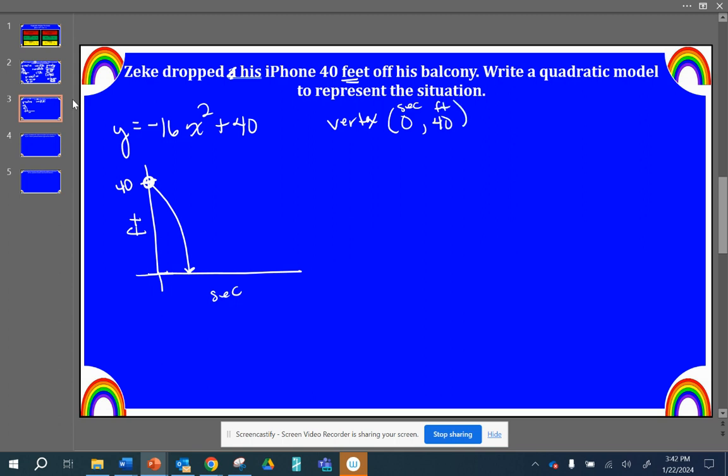So we're going to solve and find the positive root, to see how long it takes for the object to be 0 feet off the ground. So I'm going to replace y with 0. And again, since we don't have a linear term, we do not have to use the quadratic formula.